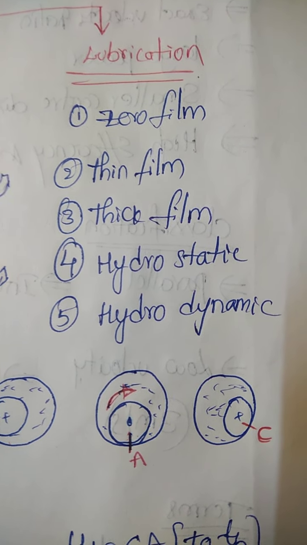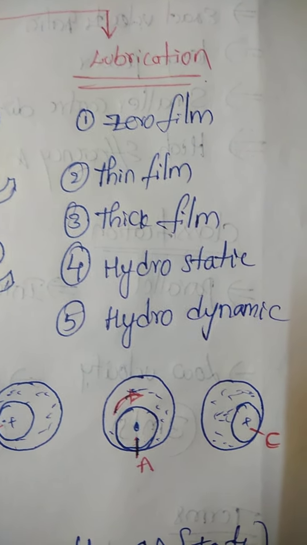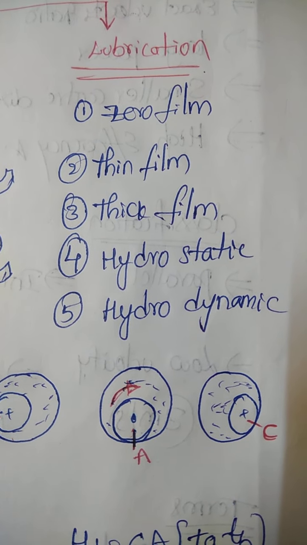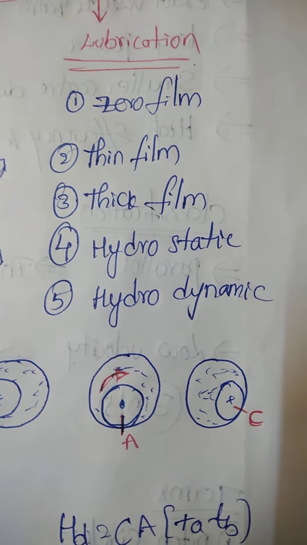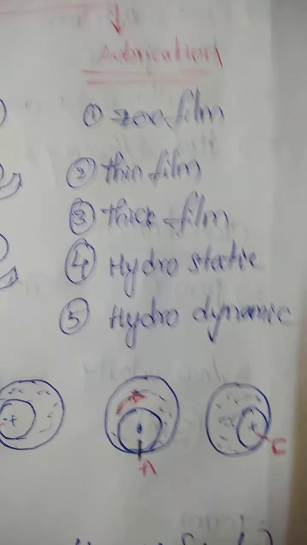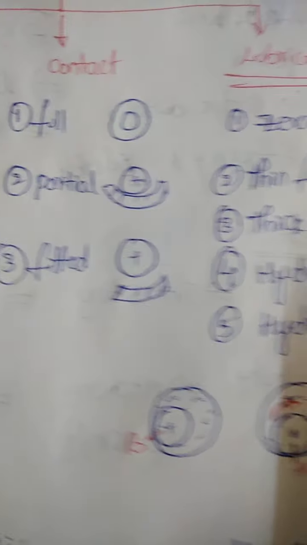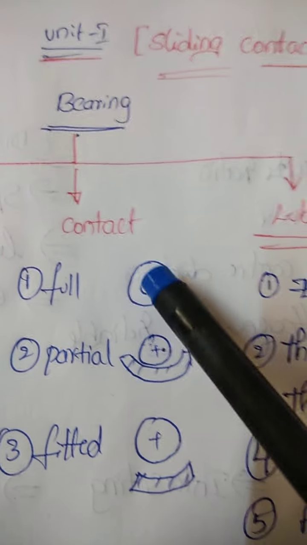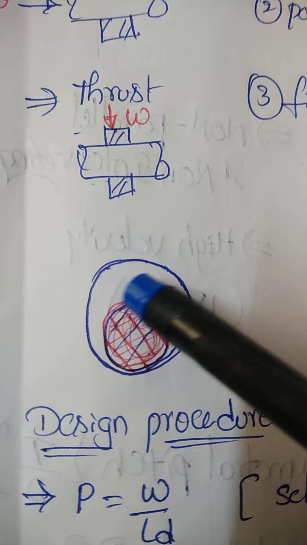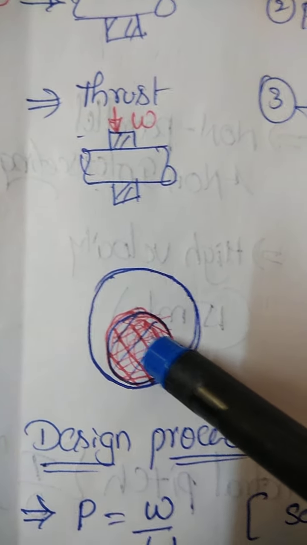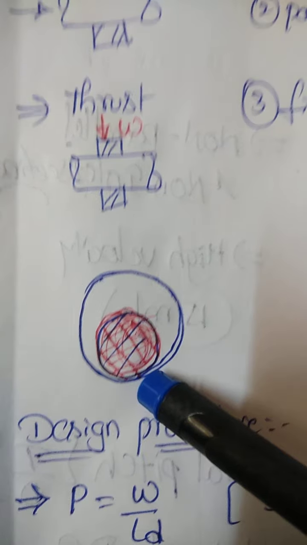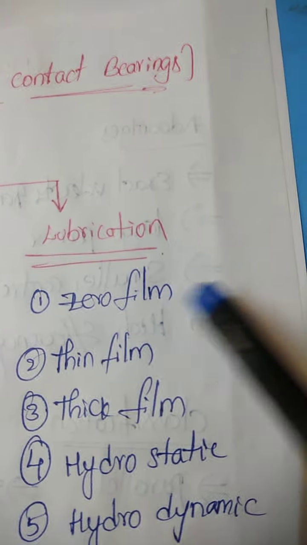Based on lubrication we have 5 types of bearings: zero film lubrication system, thin film, thick film, hydrostatic and hydrodynamic. Here you can see the zero film lubrication system, when there is no lubricant at all. I am explaining by taking this one. This is the machine shaft, the red one, rotating inside of a bearing. This is the bearing casing. If there is no lubricant between these two, there is metal to metal contact, and those types of bearings are called zero film lubricant bearings.